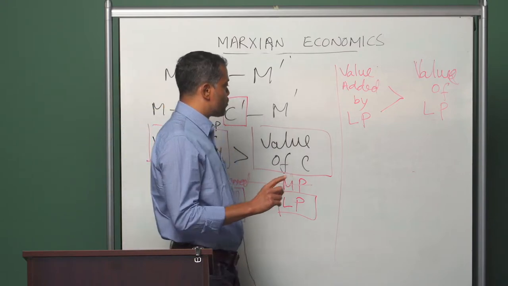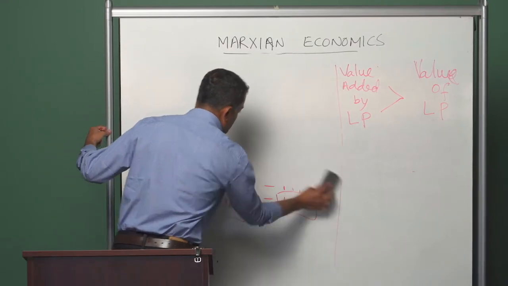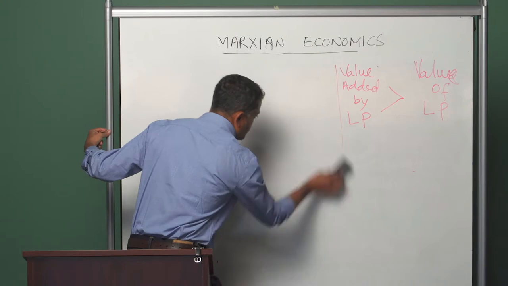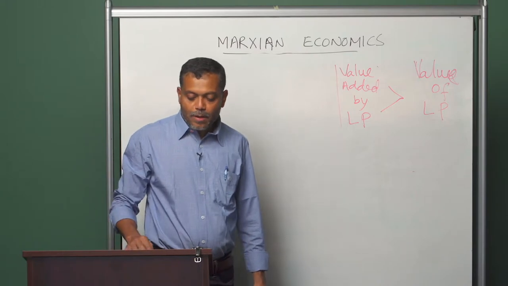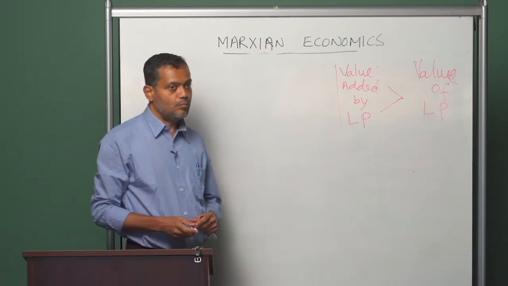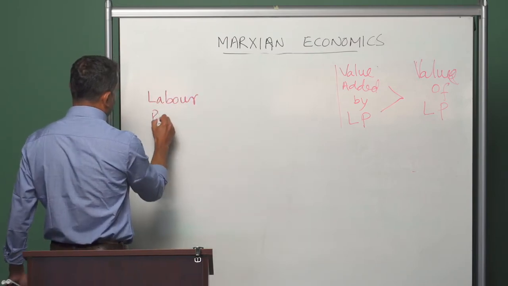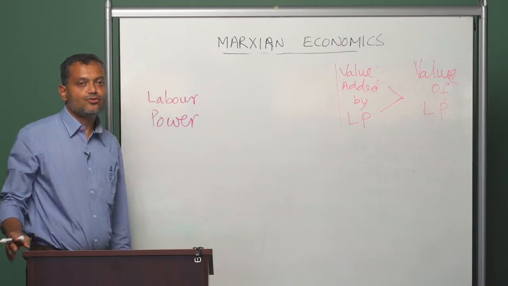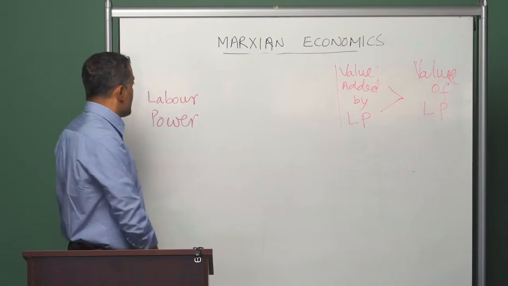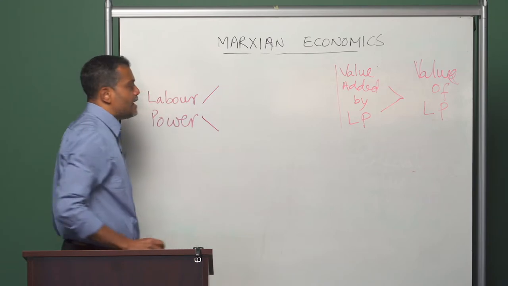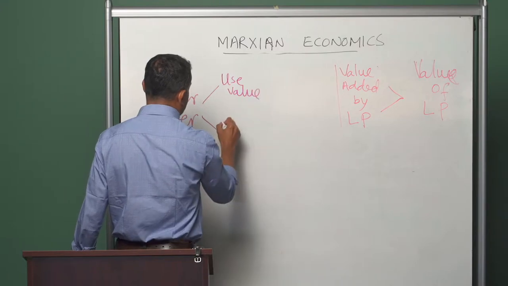Now let's try to probe this question a little more. So what is labor power? Labor power is a commodity that is bought and sold on the market. Labor power is the capacity to do useful work. That is what is bought and sold on the market. Like every other commodity, labor power has two aspects. It has use value and it has exchange value.